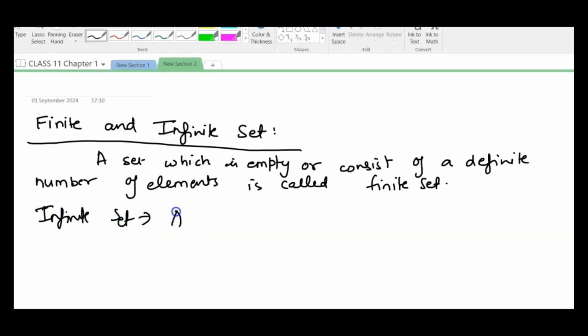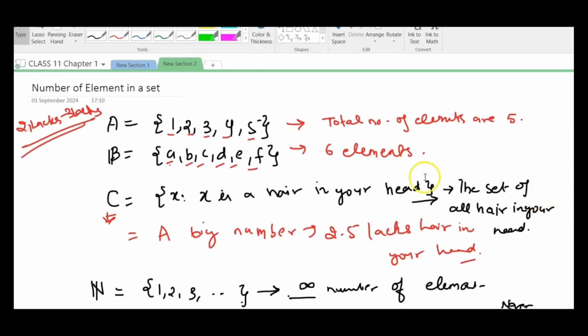Or if your set contains infinite elements, then your set will be an infinite set. So let's take a look at our previous example.